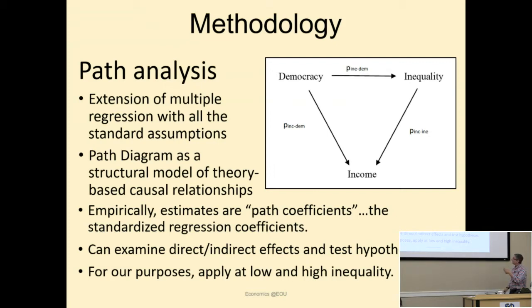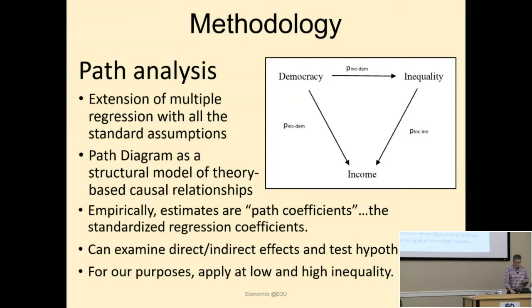We like path analysis because you can look at the direct effect, right, democracy on income, but you can also, based on the way I drew that, it says there is an indirect effect of democracy on income via inequality. Regression only gives you these, at least a simple one like that.